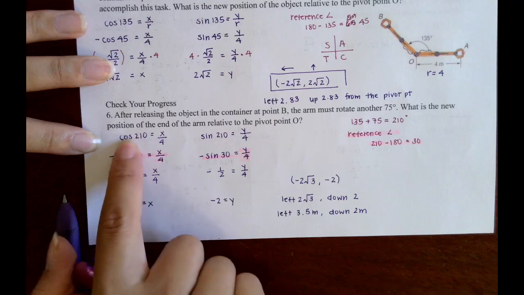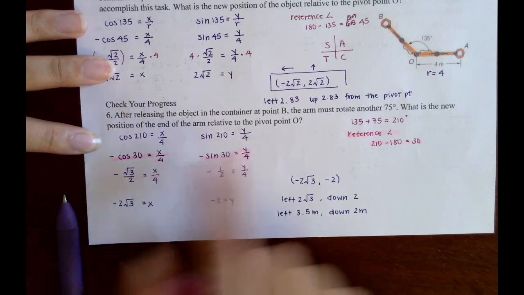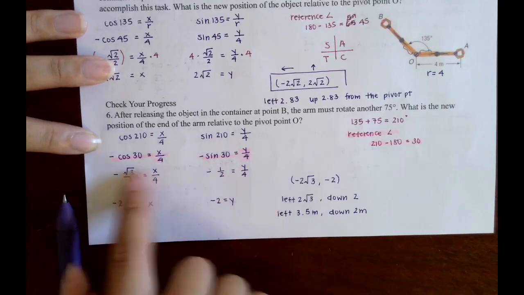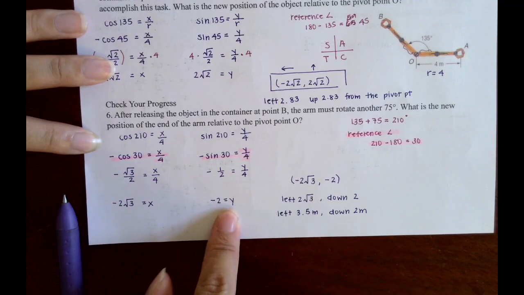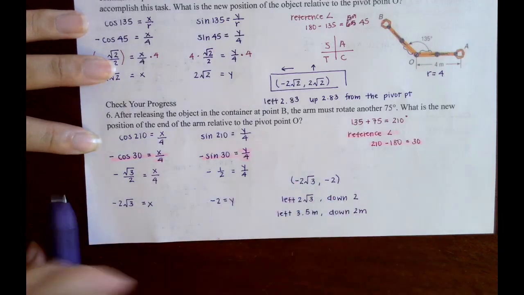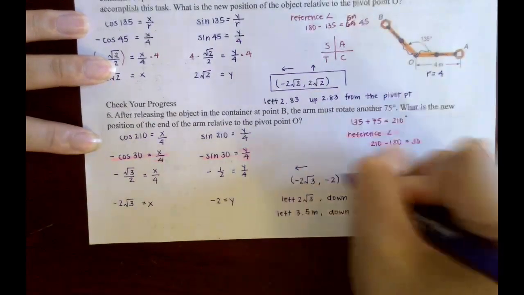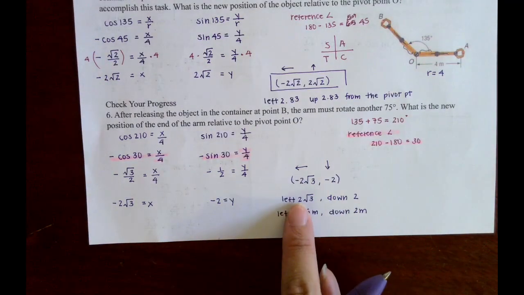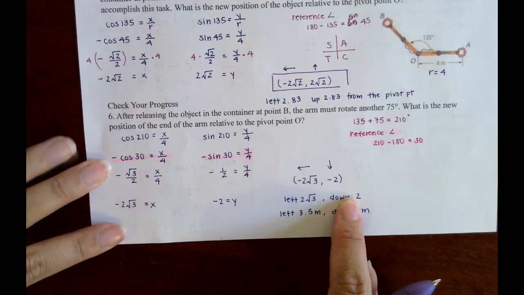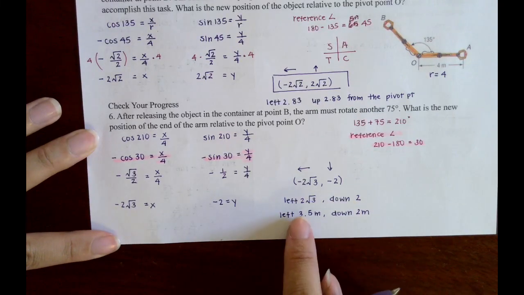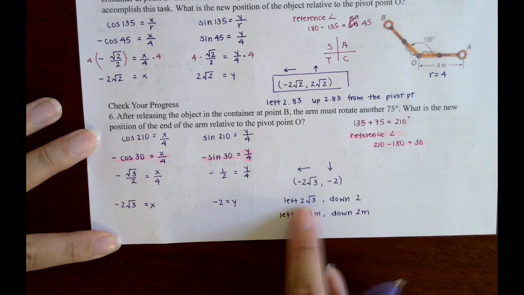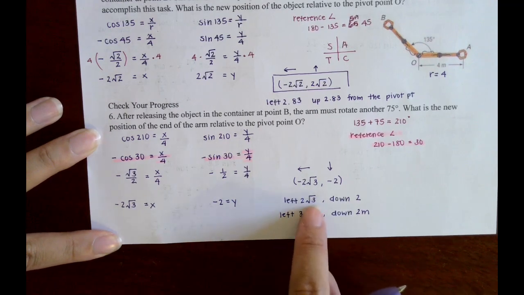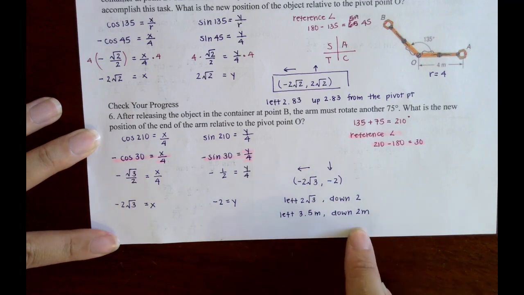Although, obviously, if you knew cosine 210, you could just automatically get this whole thing. You knew sine 210 from your unit circle, you can automatically get this. Multiply by 4 and simplify. So x and y. And since this is negative for x, that's left. Since this is negative for y, that's down. So that's why it converts into left 2 square root of 3, down 2. Or more, technically this is the exact answer. But giving it in more layman's terms, left 3.5 meters. This is about 3.5. Down 2 meters.